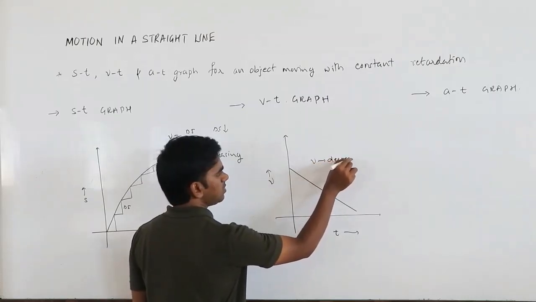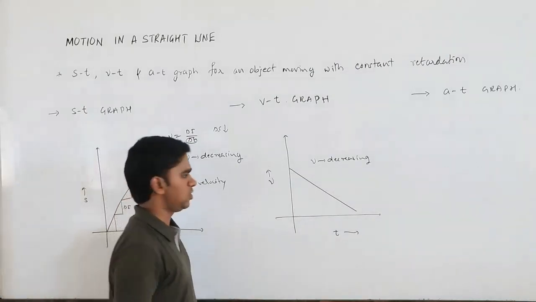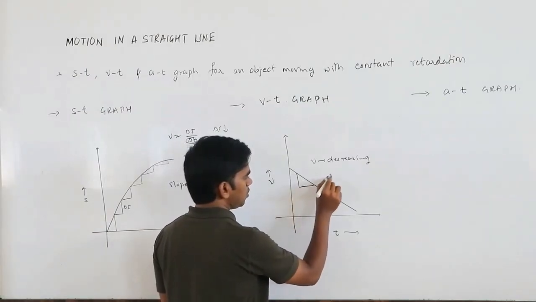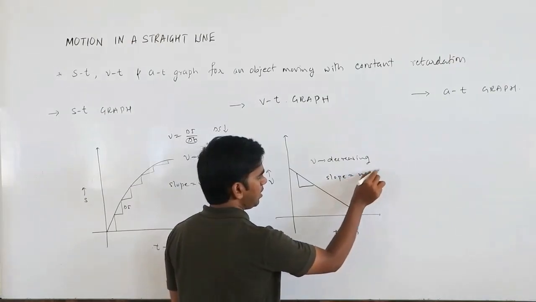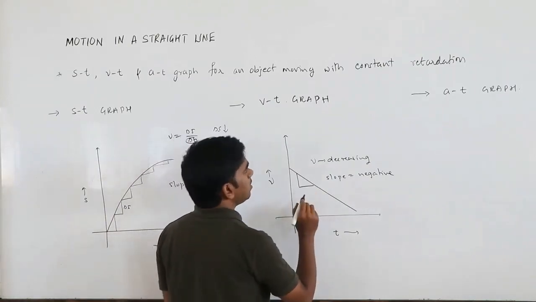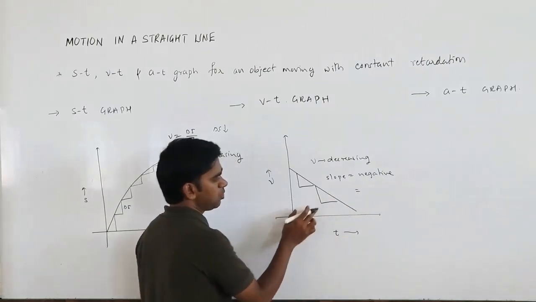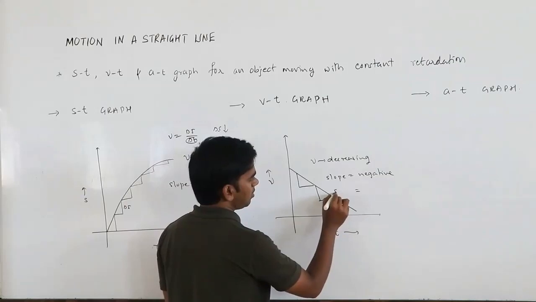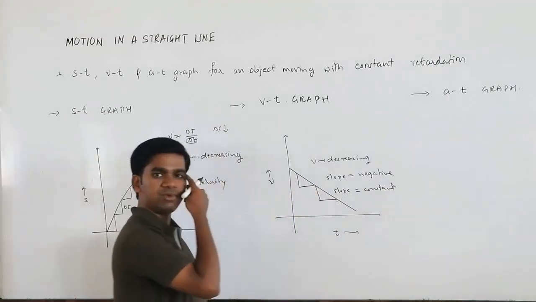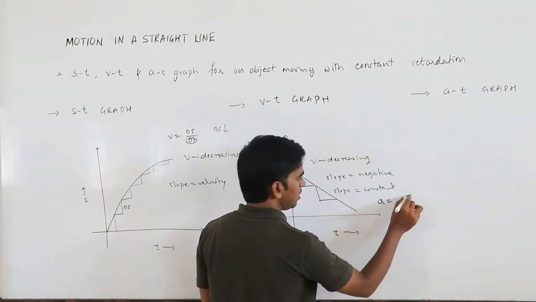Okay, but it is positive. It is not negative. The direction is not changing. Now if you take the slope over here, the slope will be negative. One more thing: if you take the slope over here also, it is negative, but both the slopes are going to be equal. So that means the slope is constant. So the slope of the VT graph gives you acceleration. But what you are getting is negative acceleration.